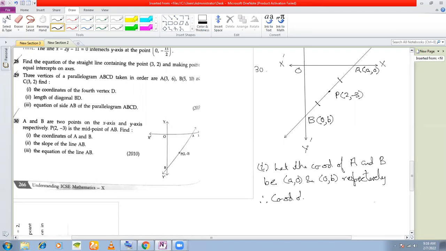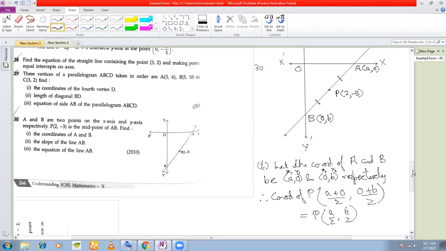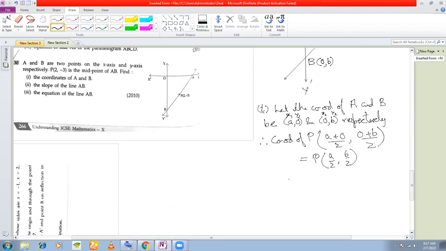So therefore, if we know the coordinates of A and B, what should be the midpoint of AB? Coordinates of P. Because P is the midpoint of A and B, right? In terms of a and b, what should be the midpoint? If I take these as (x1, y1), (x2, y2), it should be (x1 plus x2) by 2, a plus 0 by 2, and (y1 plus y2) by 2, 0 plus b by 2, right? Which is equal to P (a by 2, b by 2), right? But what are the coordinates of P given here? (2, -3). And according to the problem, P (a by 2, b by 2) must be equal to (2, -3), right?